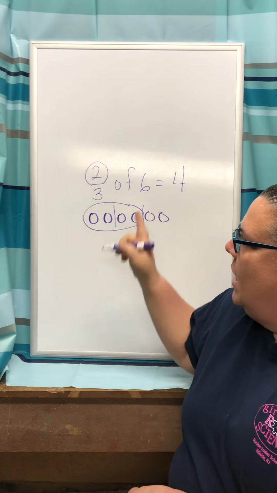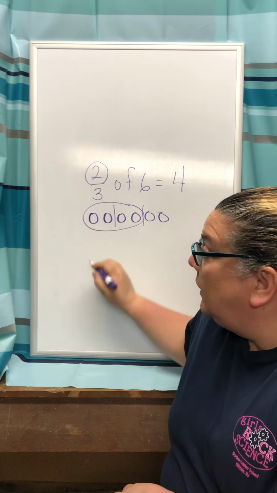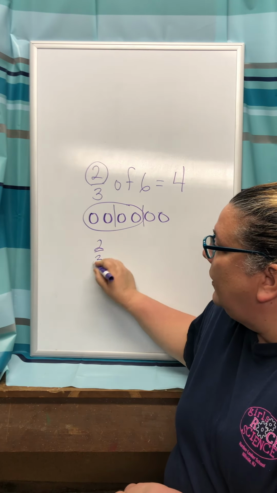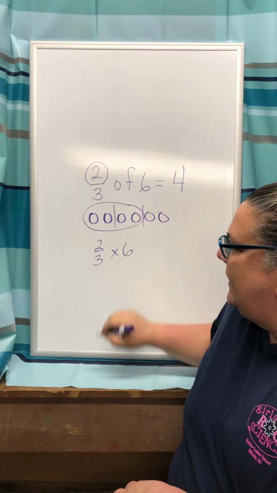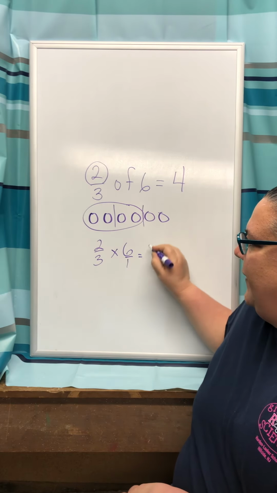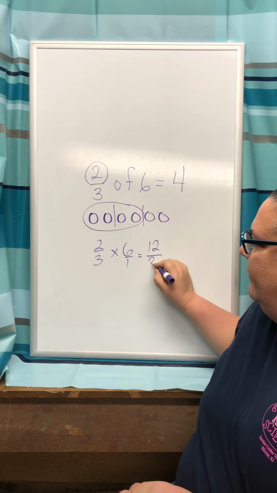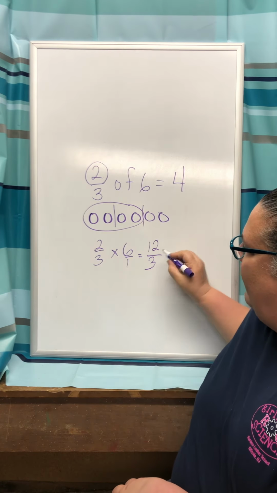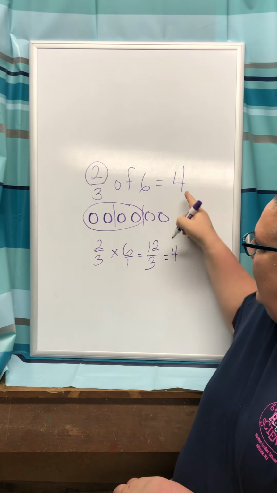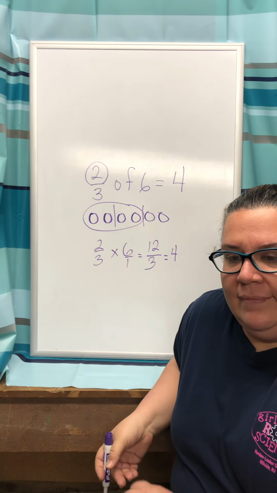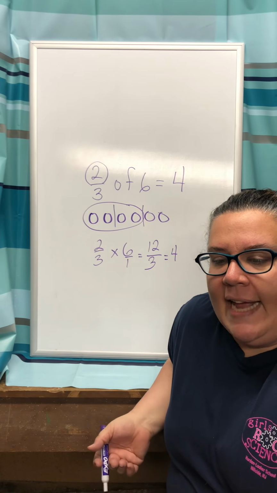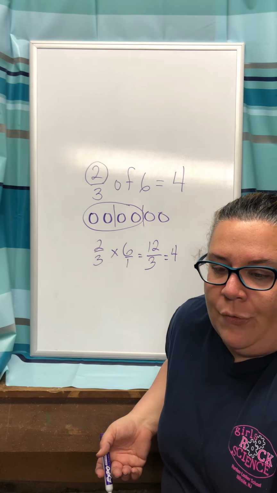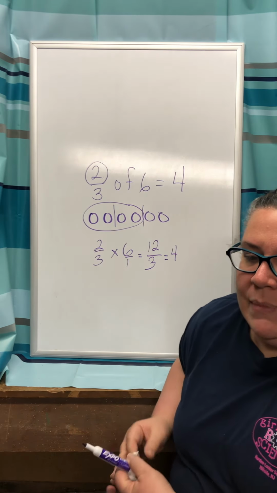4. If we solve that without the model, 2/3 times 6, or 6 over 1, it gives me 12/3. 12/3 is improper. 12 divided by 3 gives me my 4. Okay, and the last one is 3/8 times 4.